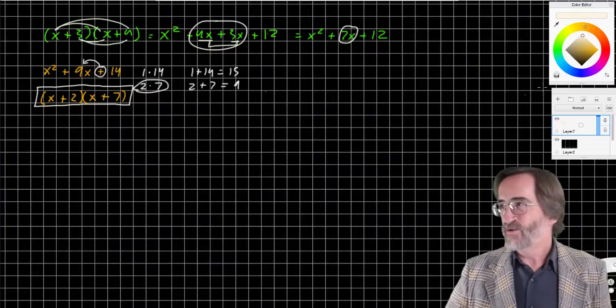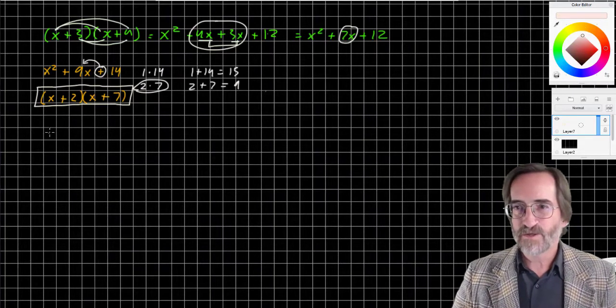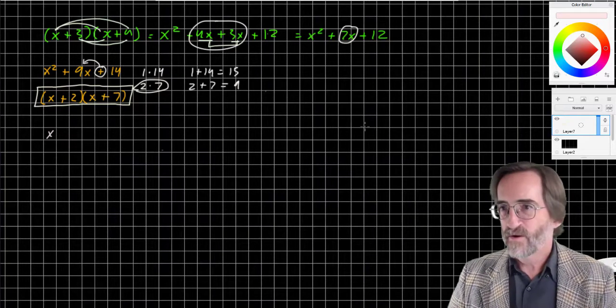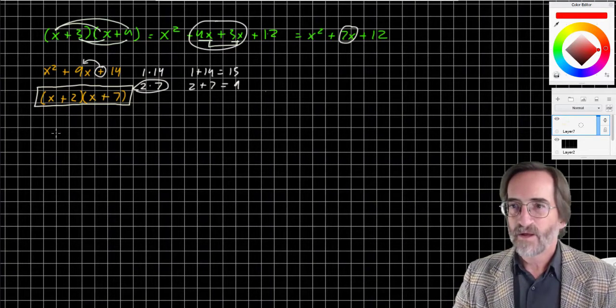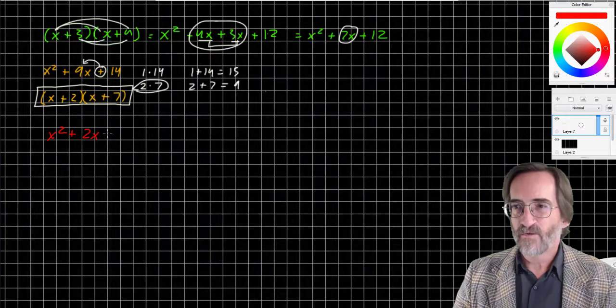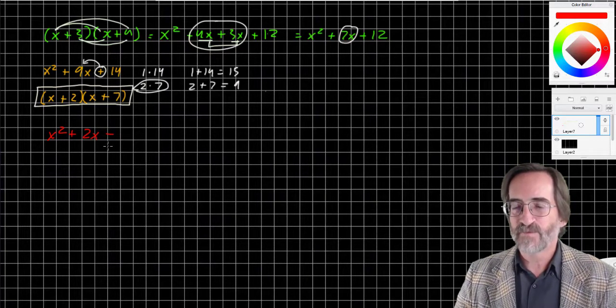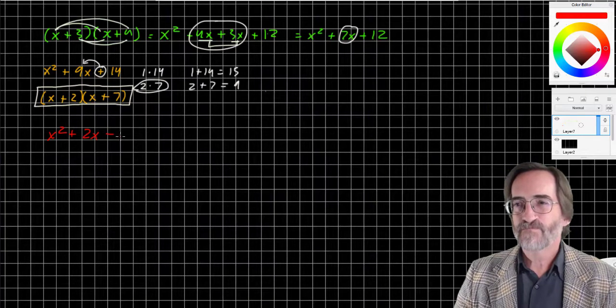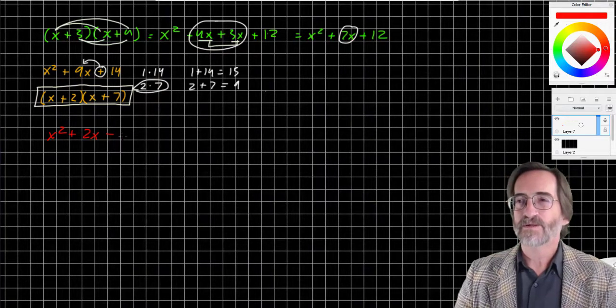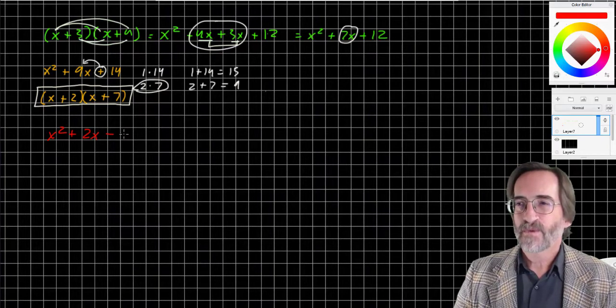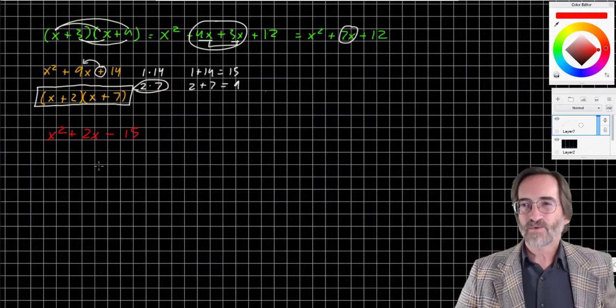Okay, let's try one more here. Let's do x squared plus 2x minus... I'm having a hard time thinking here. 15. There we go. That'll work. All right. x squared plus 2x minus 15.